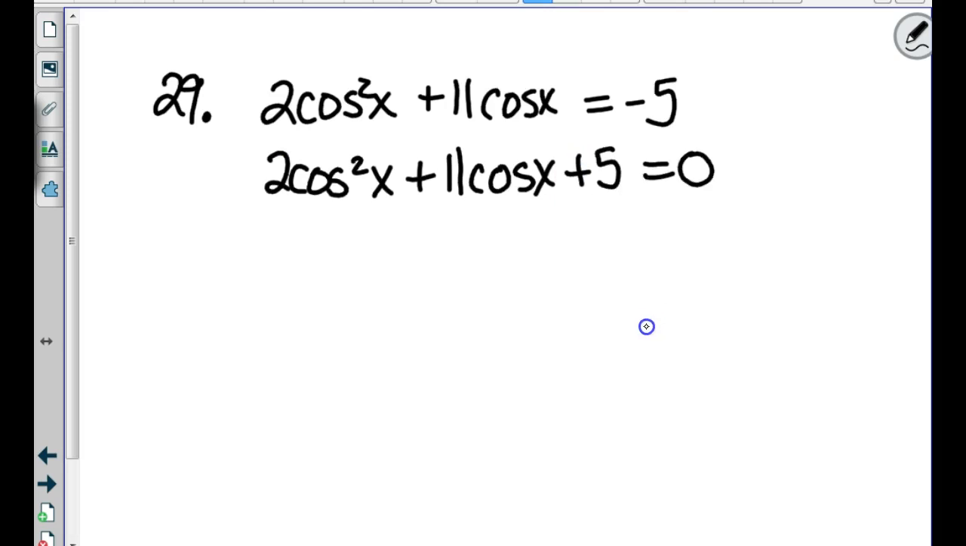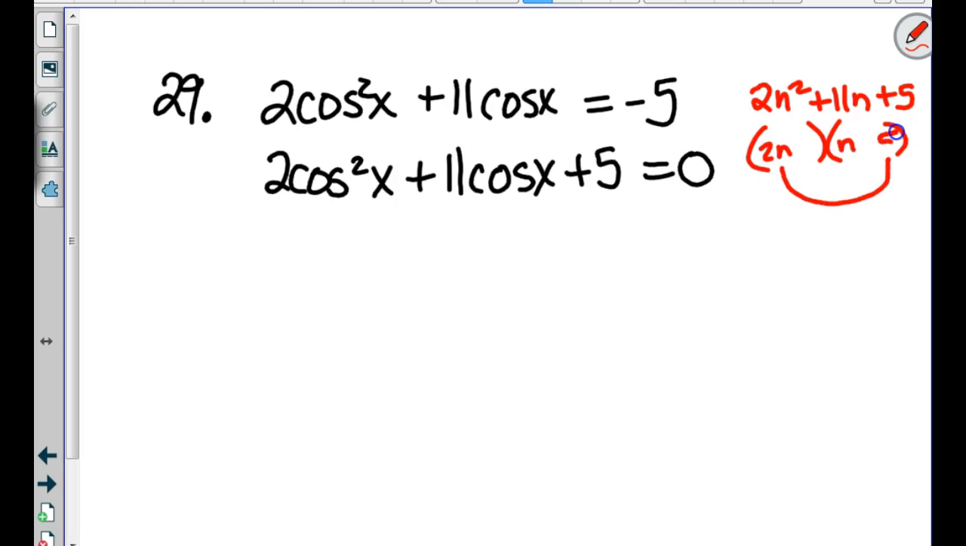Now, anybody know what we need to do? No, we can't take out a cosine anymore because of this 5. We need to factor. What would this say if I just called this n? 2n squared plus 11n plus 5. Can we figure out how that would factor? 2n and n. And I'm thinking the 2 would have to multiply by a 5 to make 10 and 1, and they're both plus. Okay, so then we go back over here and put in cosine.